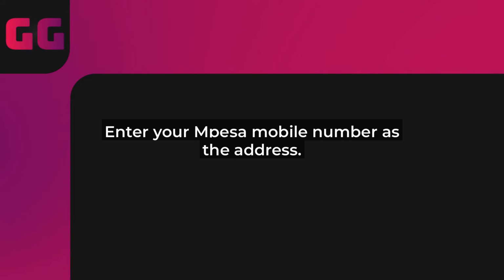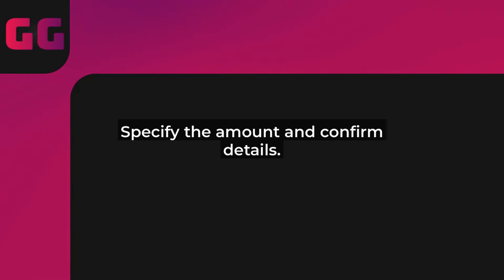Step 2. Enter your M-Pesa mobile number in the withdrawal address field. OKX might ask for additional details like the amount you want to withdraw. Remember, there's usually a minimum limit, so check that first. Double-check everything to avoid mistakes, then hit Confirm. You'll get a verification code sent to your email or phone. Enter it to proceed. Once submitted, your withdrawal request will be processed.